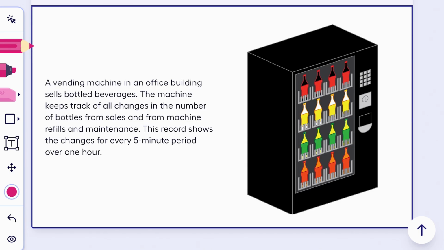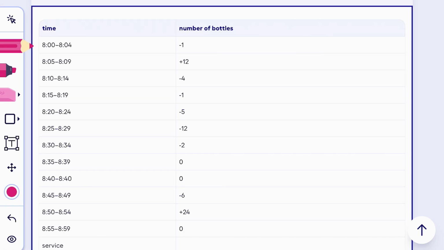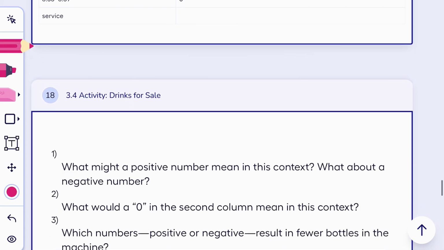Drinks for sale. A vending machine in an office building sells bottled beverages. The machine keeps track of all changes in the number of bottles from sales and from machine refills and maintenance. This record shows the changes for every 5-minute period over 1 hour. So here are the 5-minute periods on the left and how the bottles are changing. Not the number of bottles in the machine, just how the bottles are changing in each interval of 5 minutes.